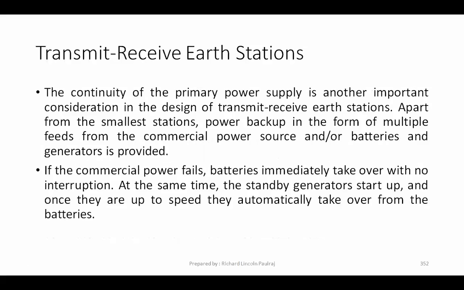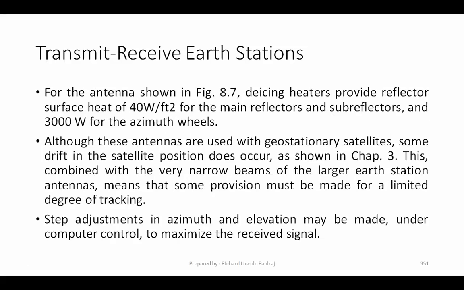So we will continue with the upcoming sections in our next lecture, and we'll try to understand what is still needed in order to attain proper communication between the base station and the satellite.